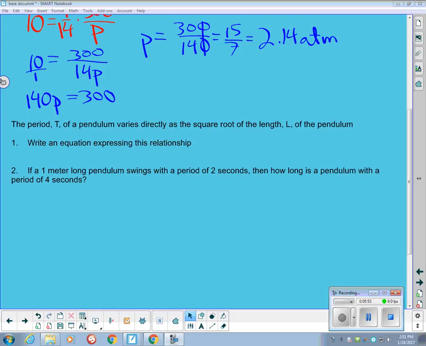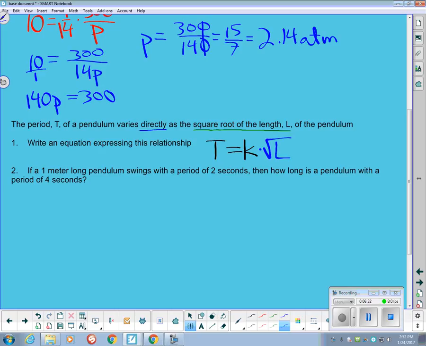All right, here is our second problem. We'll take a look at this one. It says that the period T of a pendulum varies directly as the square root of the length L of the pendulum. Okay, so fewer variables in this one, but we can start. It says the period T varies directly, so I'll get my constant of proportionality in there. And what does it vary directly as? It varies directly as the square root of the length. So that K is going to get multiplied by the square root of L. Okay, so that's our general equation.